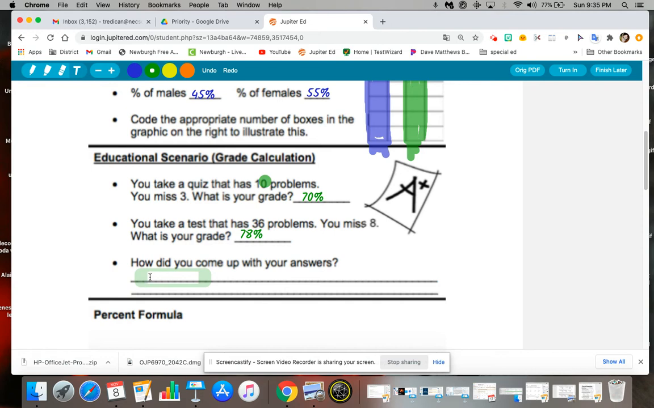Okay, we care about what we got correct. 28 correct answers out of the 36. So we divide. And then you're going to take that, it really should be in parentheses. Let me backtrack. And then you take that amount and multiply that full amount by 100.